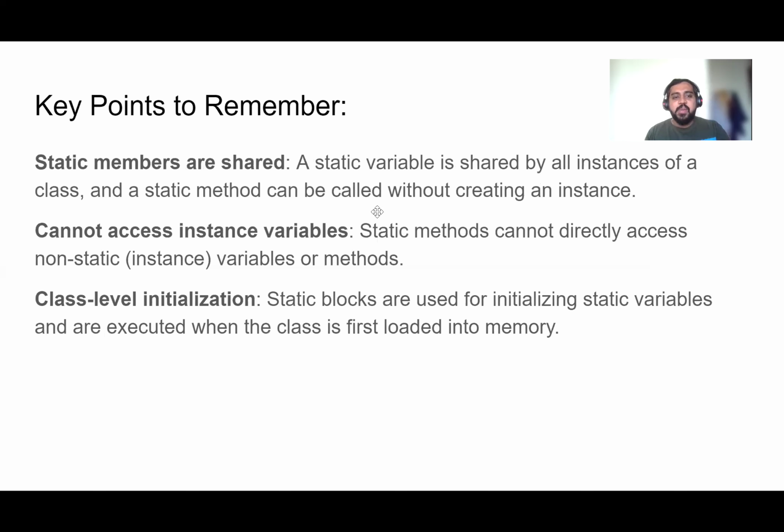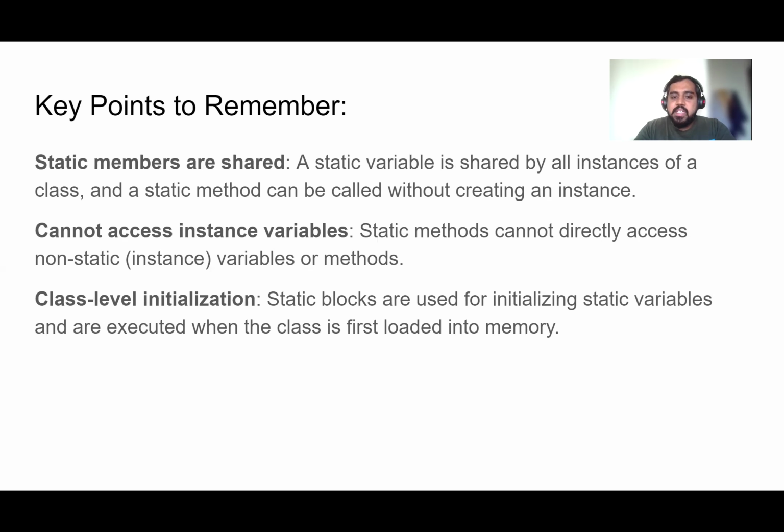So let's see the key points to remember. Static members are shared. A static variable is shared among all the objects of a class, and a static method can be called without creating an object. Static methods cannot directly access non-static variables or methods. Why? Because static members get memory first, and non-static variables get memory later. So there is no existence of non-static members in memory at the time of creation of the static methods, so they can't access them.